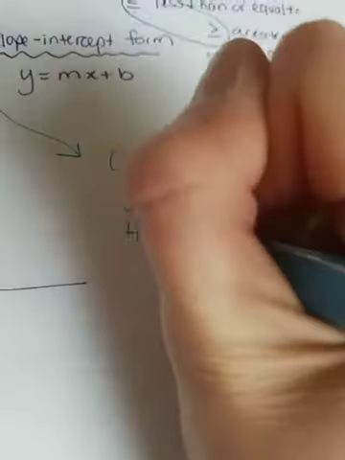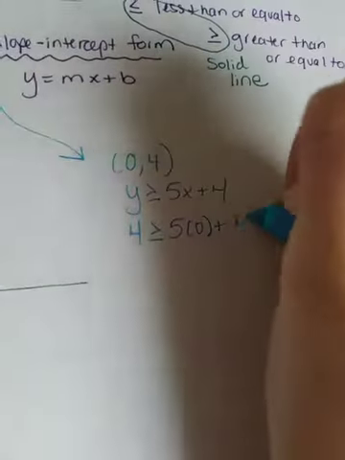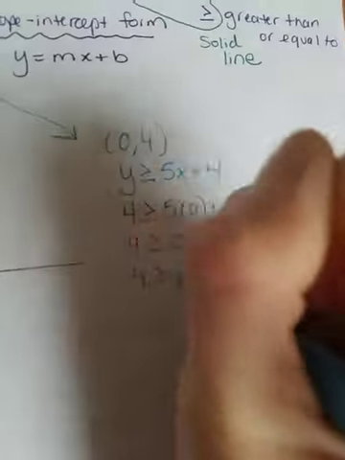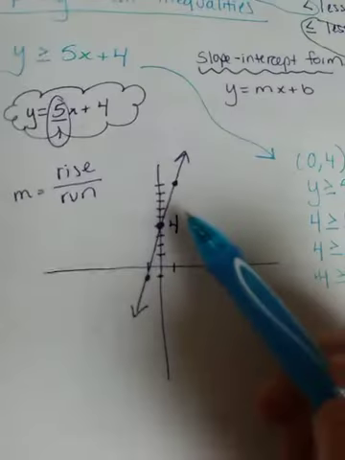So 4 is going in for y because 4 is in the y spot. 0 is going in for x because it's in the x spot. So I get 4 is greater than or equal to 4. That's true. It's not just that one point that works, it's any point on the line. And remember, lines go on forever. So any point on that line would work.